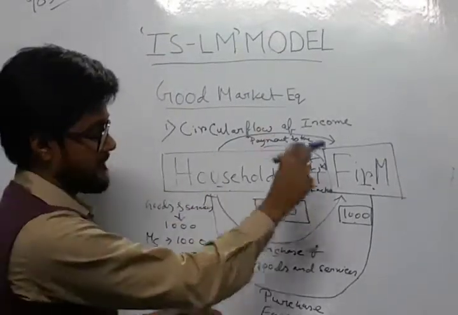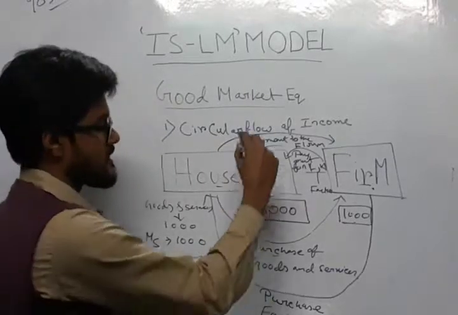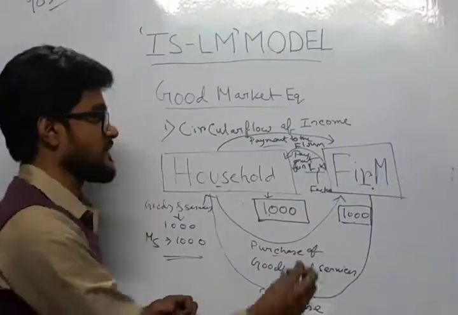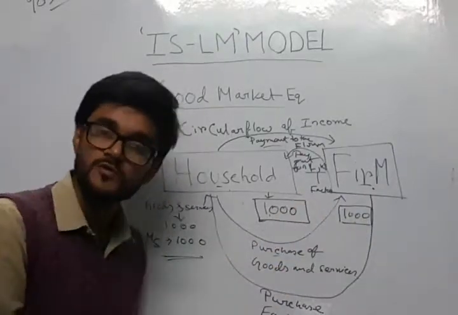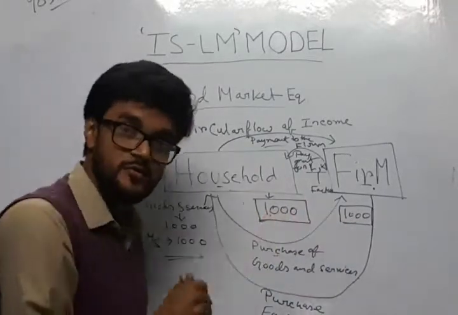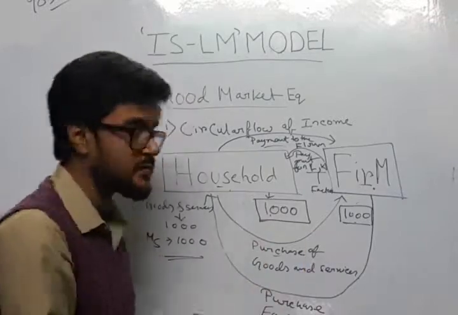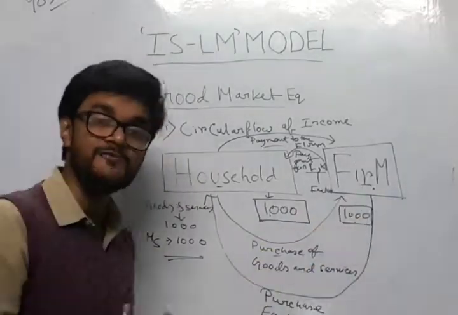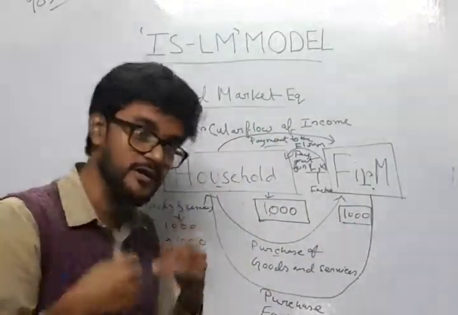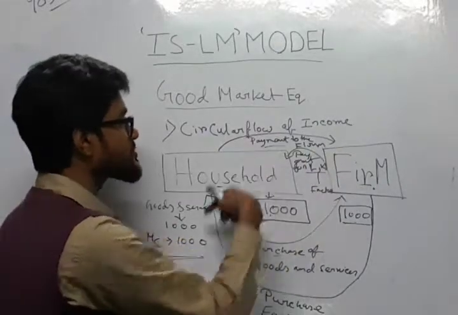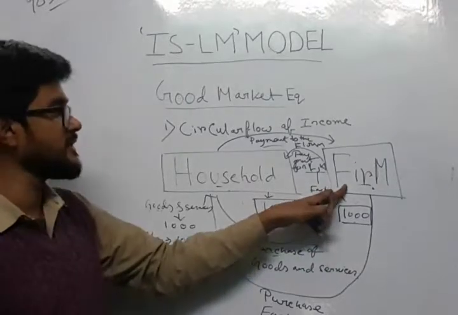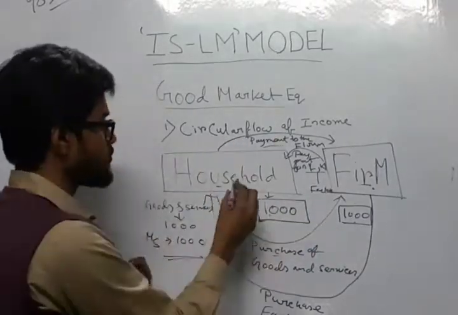Now in this way we can make a flow, a circular flow of income. That is, the firm will produce goods worth 1,000 rupees and the household will buy that good and pay 1,000 rupees to the firm. Now in return, the firm will buy factors of production, which is input, let's say labor or raw materials, from the household again. The factors of production will cost, let us assume, 1,000 rupees. So the firm will again give back that 1,000 rupees to the household.